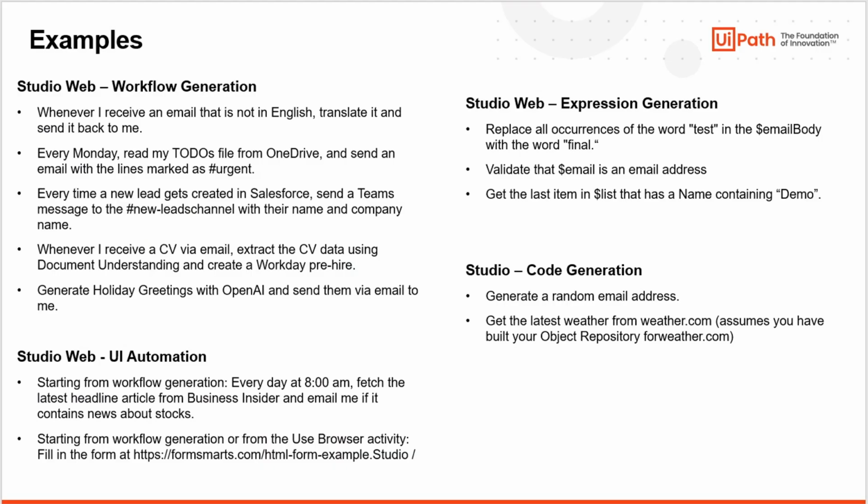So now these are some of the examples which you can try on your own and see how it behaves, right? For example, you can also use prompts like: whenever I receive an email that is not in English, translate it and send it back to me. Every Monday, read my to-do file from OneDrive and send an email with the lines marked as urgent. Every time I get a new lead created in Salesforce, create a Teams message in this team channel with their name and the company, right? So all of these things you see on the screen are prompts which you can utilize.